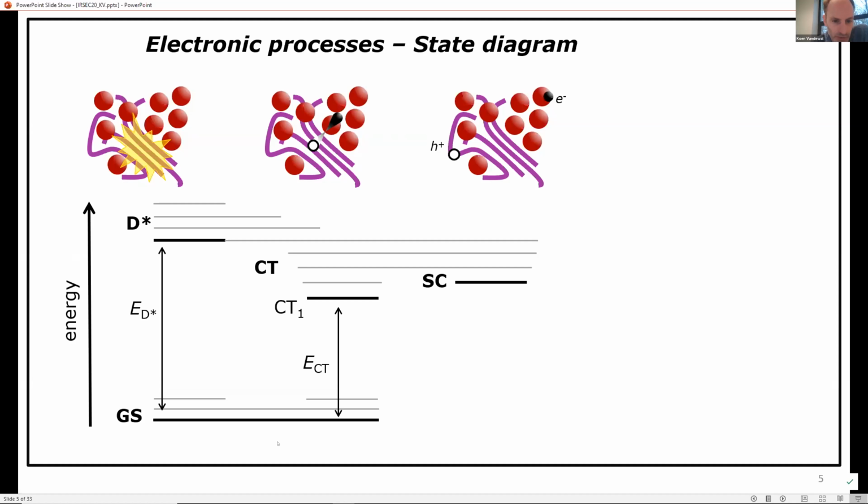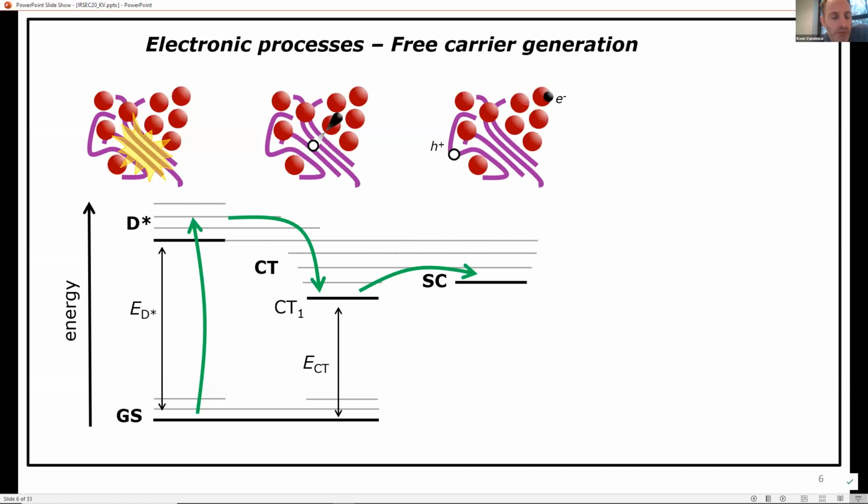Here I draw the energy levels of all these states. This is the energy, this is the ground state, so the energy of the dark. This is the excited state on the donor. This is called the charge transfer state because here the charge is transferred. But the special thing is that the electron can still fall into the hole at the interface. This is not what we want. We want to be in this state, the charge separated state, which is because of Coulomb binding probably a bit higher in energy than the charge transfer state. So what happens then if you shine light? Hopefully this process happens.